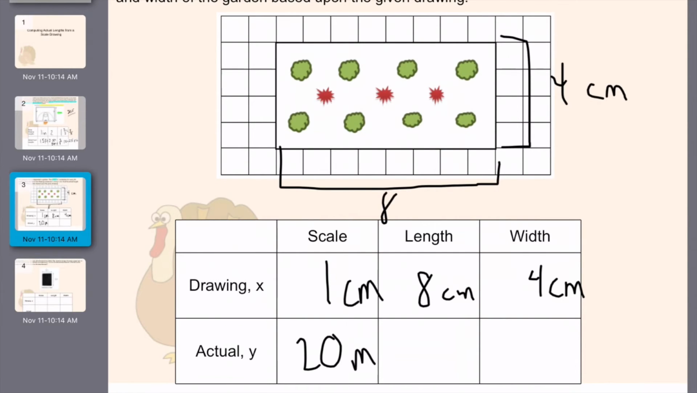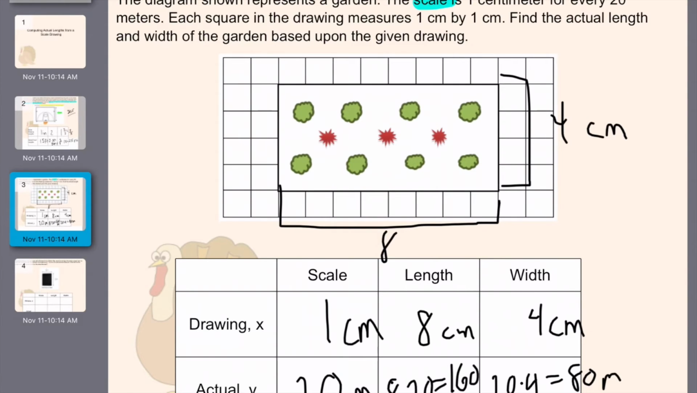So I can do 8 times 20, which gives me 160 meters, and 20 times 4, which gives me 80 meters. And that's what the actual length and width of the garden would be based upon the given drawing. And that's how I use a scale in order to help figure out these missing pieces.